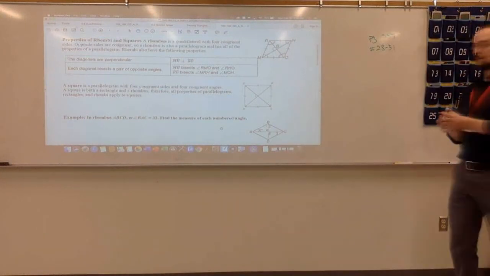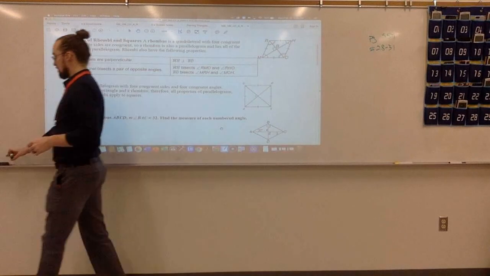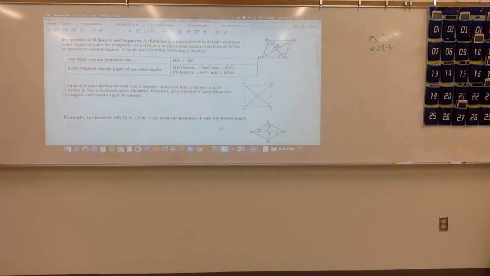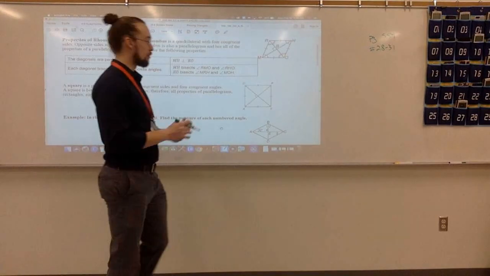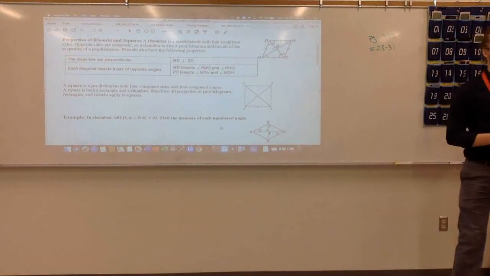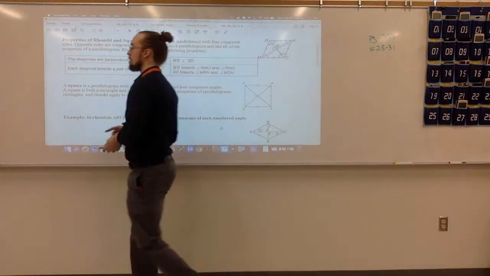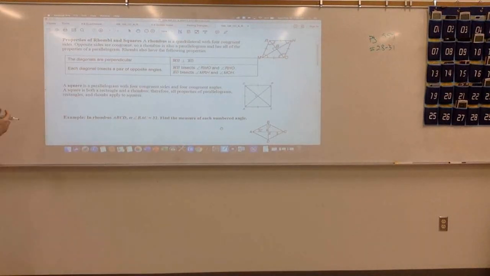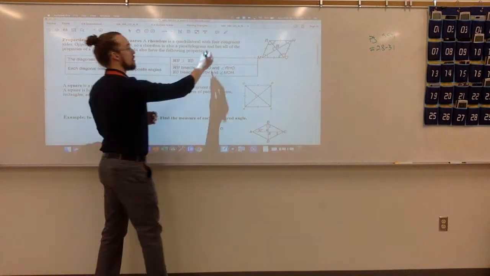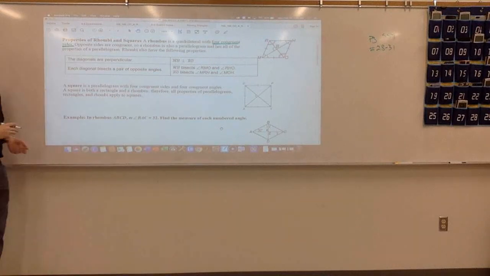Alright, today we are going to take a look at a rhombus and a square. So on Thursday, we looked at our first special type of parallelogram, which was a rectangle. Today we're going to look at a rhombus and a square. So a rhombus is a quadrilateral with 4 congruent sides. Okay, that's probably the biggest property, 4 congruent sides.